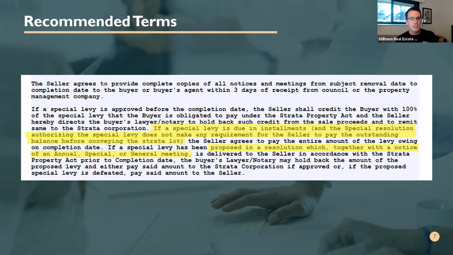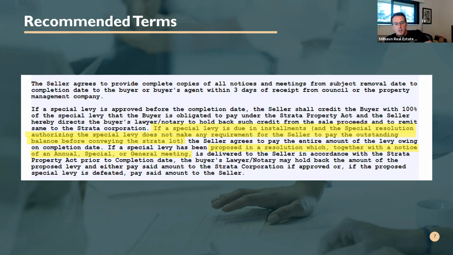Then the next one, which is not in web forms at all, but I highly recommend it, is if a special levy has been proposed in a resolution which, together with a notice of an annual special or general meeting, is delivered to the seller in accordance with the Strata Property Act, prior to completion date, the buyer's lawyer may hold back the amount of the special levy, and so on. That's important because the way it's worded is important.